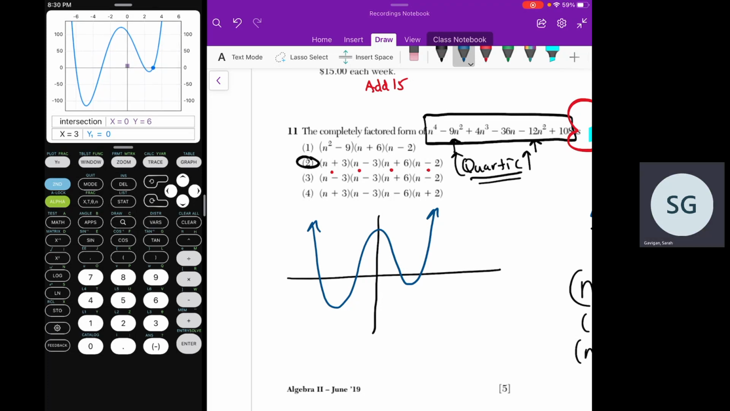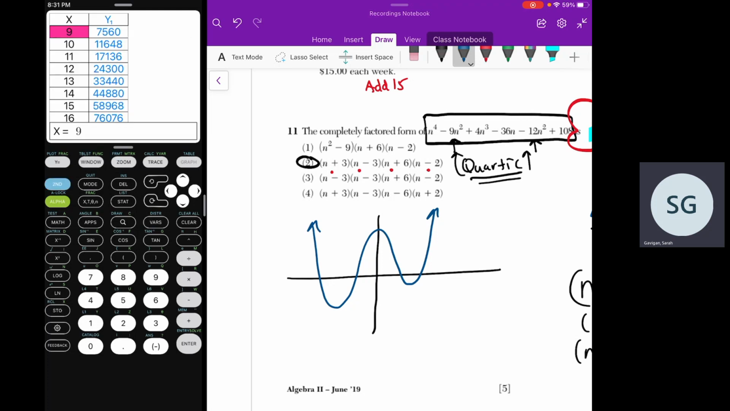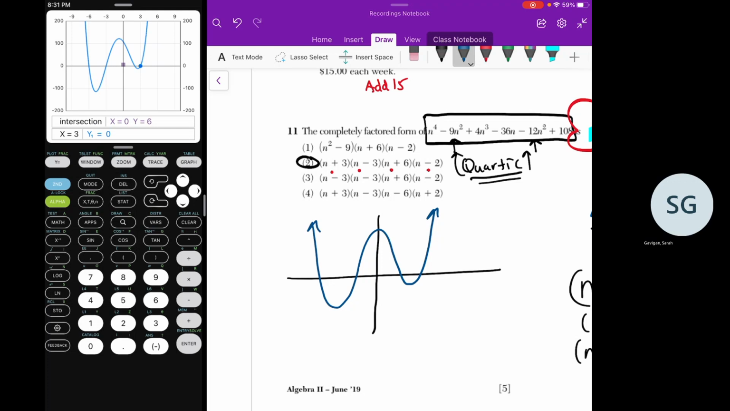Let me go to my window again. On your graphs, you can see the x scale. You can trace and see the points, the scale on your x-axis better. You have little numbers, and so you can't really see that on here, but this is at 3.